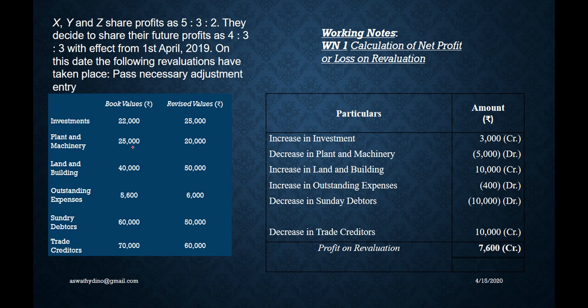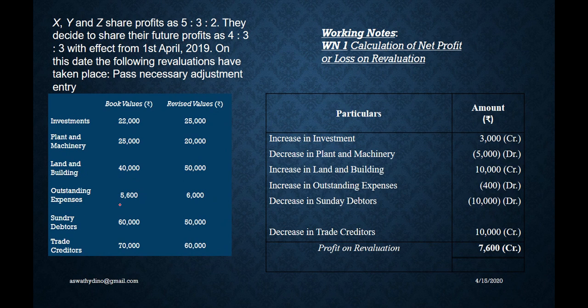Then plant and machinery 25,000. Here it is 25,000. Sorry, 20,000. Plant and machinery is an asset. Asset value is decreasing by 5,000. So it is a loss. So debit balance, revaluation account, debit balance. Now land and building. Land and building was 40,000. Now it is 50,000. That is also an asset. Asset value is increasing, so it is a profit. Revaluation account, credit side.